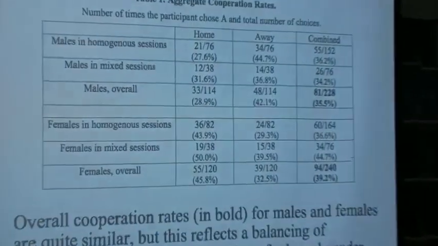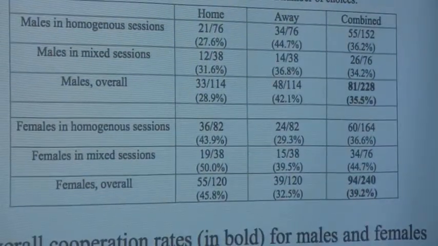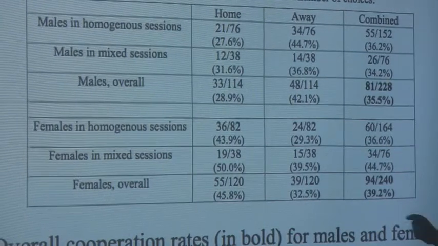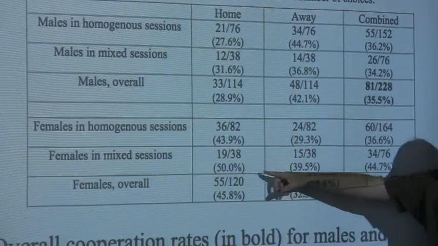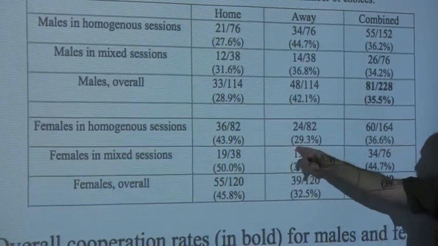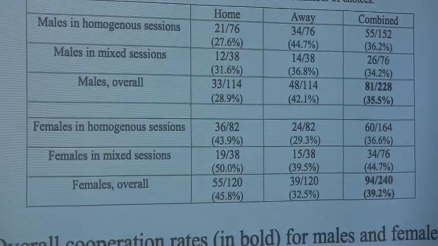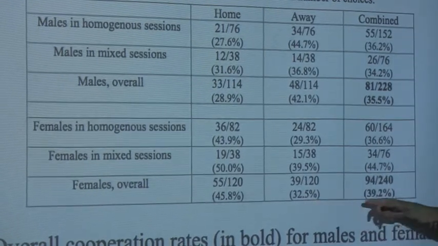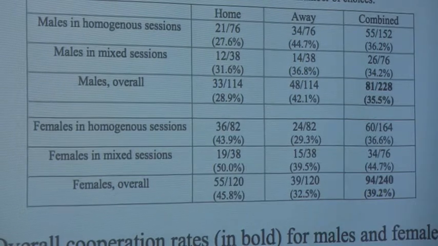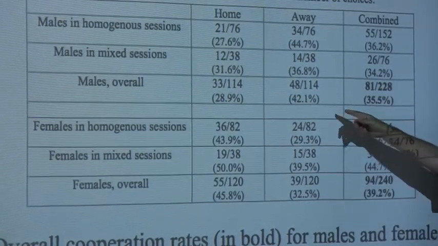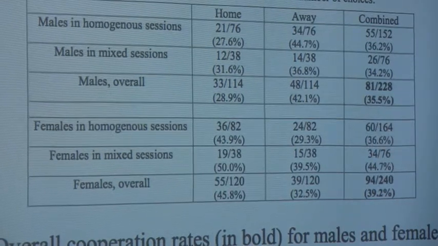So women are more cooperative in front of their own audience than they are on the road. And that's true whether they're facing males, so there's a 10.5% difference here, or facing females, a 14.6 percentage point difference, slightly less here. If you look at the overall, you again have a 13.3 percentage point difference between home and away, almost exactly the same as the difference for males, but in the other direction.